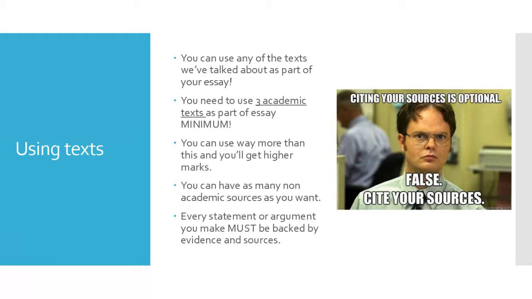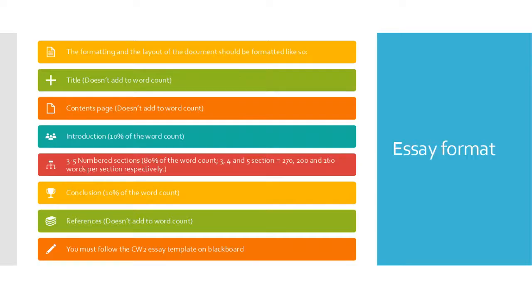That's the only way that you can be absolutely, perfectly, 100% sure that you've used academic texts, and I highly recommend it. Rather than trying to find your own academic texts and being unsure, just use the three academic texts from the reading list, I beg you. You can use way more academic texts if you want, and you'll probably get a higher mark if you do so. You can use as many non-academic sources as you want, but they still have to be reliable. That's the key. Every statement or argument that you make must be backed by evidence and a source, but we'll get onto that later when we talk about PEE.